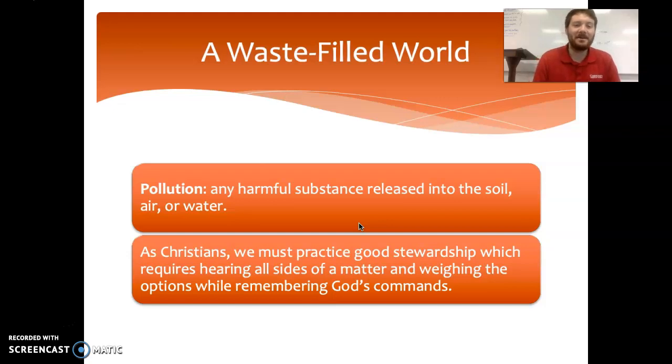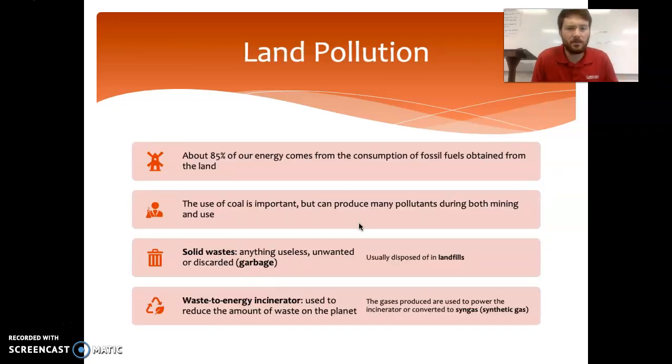But anyway, let's not throw harmful substances into the air, but sometimes it is appropriate to create waste, and it's helpful. Land pollution. About 85% of our energy comes from the consumption of fossil fuels. Fossil fuels can create waste. Well, that's how we power our homes. So unless you want to go back to having no electricity, we have to use some fossil fuels.